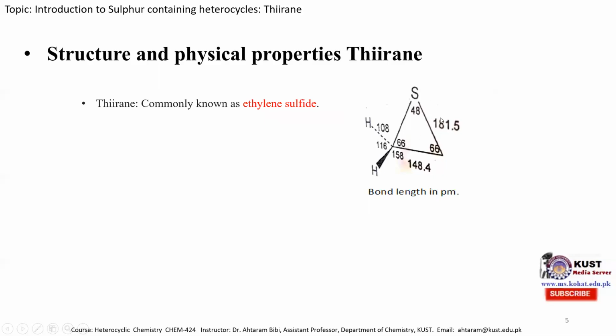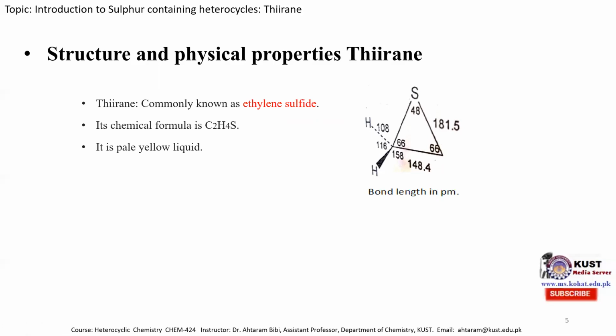The bond length of carbon-sulfur is 181 picometers, while the carbon-carbon bond length is 148 picometers, while the carbon-hydrogen bond length is 108 picometers. And so the chemical formula consists of two carbon atoms, four hydrogen atoms, and a sulfur atom.